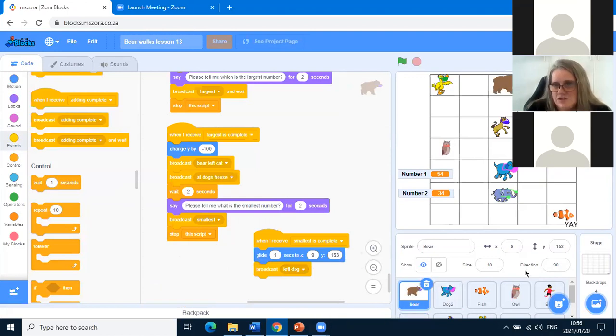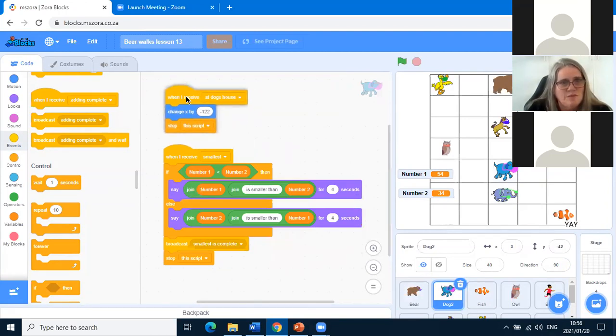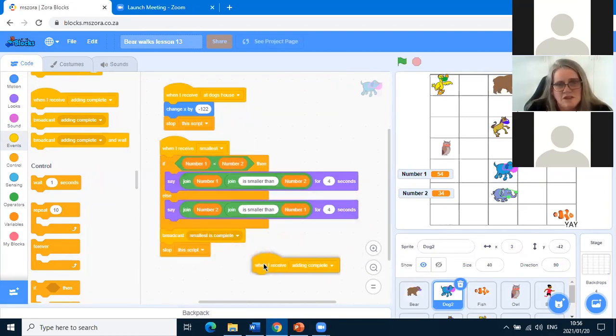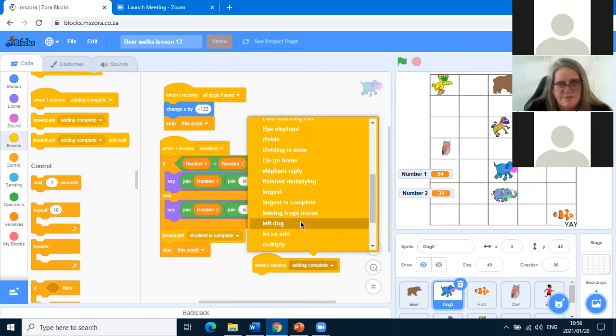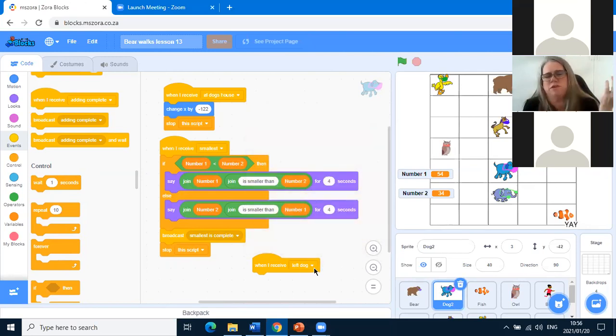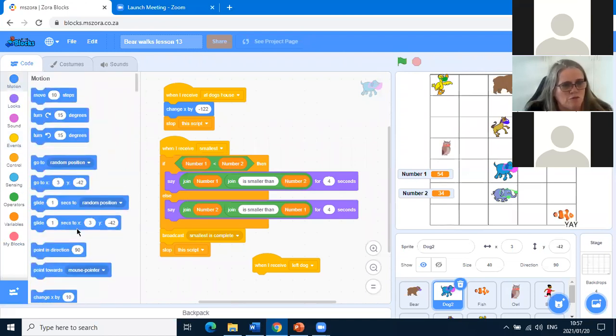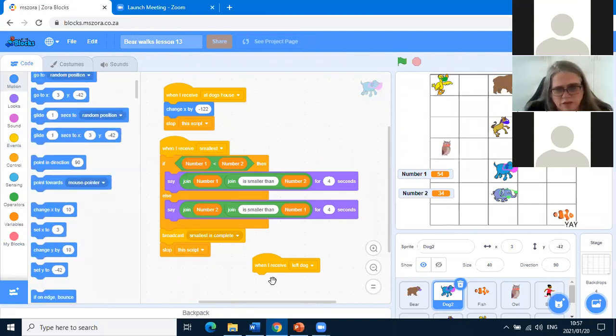And then dog is going to receive that he's left. How's he going to receive it? We put in a when I receive left dog. When dog receives that bear's left his house, then dog is going to wander back to his place. And I'm going to use the motion block of change x by. Before we used minus 122, so now we're just going to change x by 122 because he's going to go back to the right. So there he's going to go there.